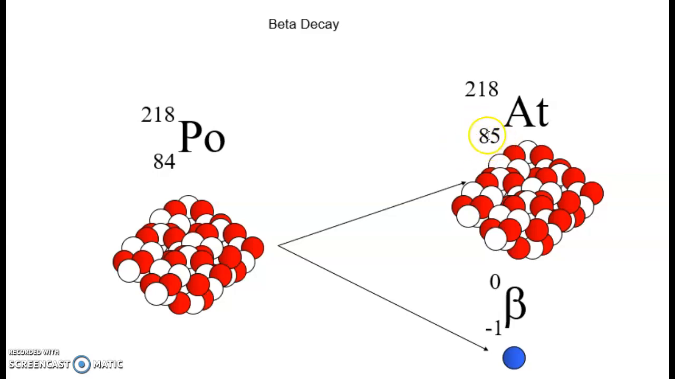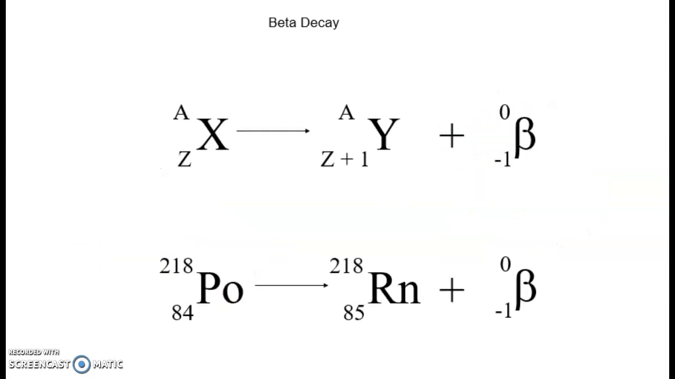Again, the atomic number tells you which element it is. So let's look at some examples where you have to guess which element it is. If you have X that decays into Y and a beta, if you look at that a little bit differently, you can see that polonium, which is X, decays into radon and a beta, and you can see that the mass number stays the same and the atomic number increases by 1.